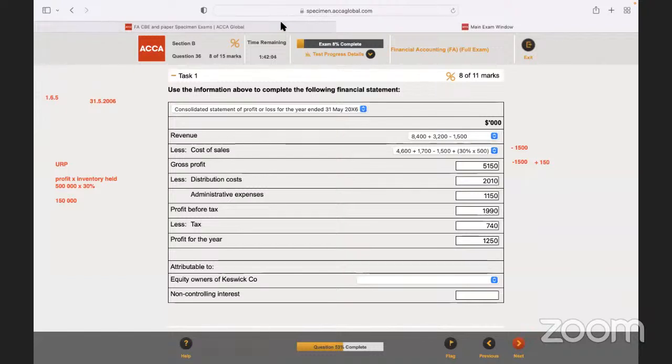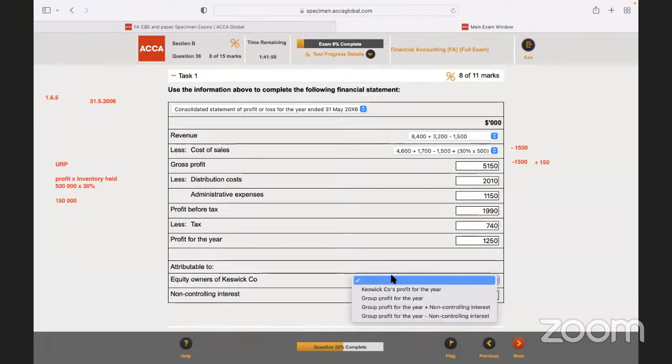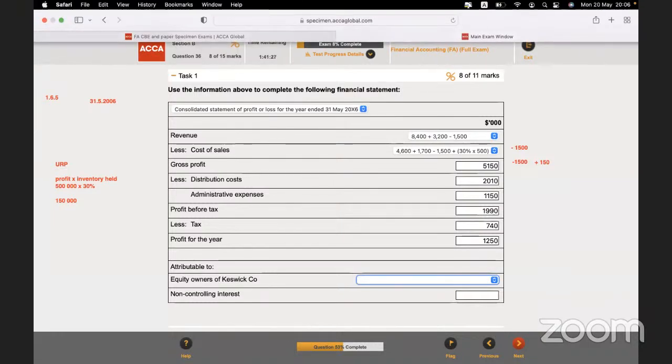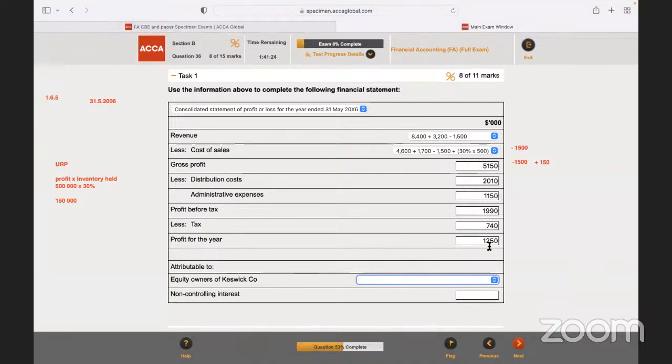Okay. Then, guys, next part, attributable to the equity owners of Keswick. So who is Keswick, guys, in this question? Keswick is the parent. Usually, guys, how do we get the parent answer? We usually take this profit. Now though this was not tested in the other questions, I'll now teach you. Profit is there now, guys. Now this 1,250 is whose profit? Group. Group means what? Parent profit plus subsidiary profit. Both profits together is 1,250.